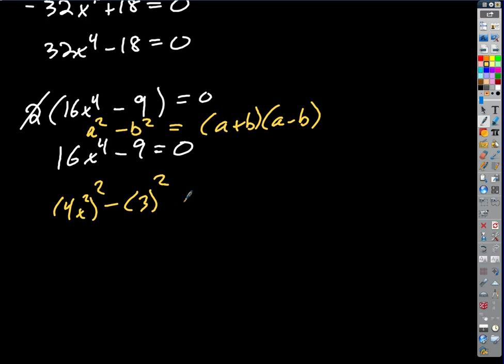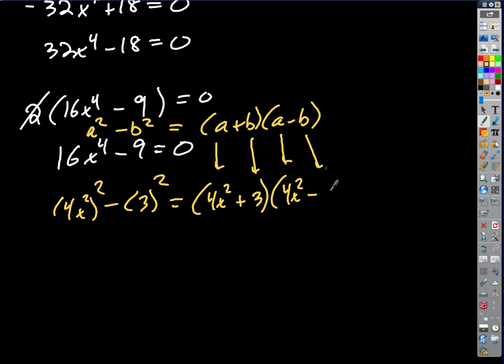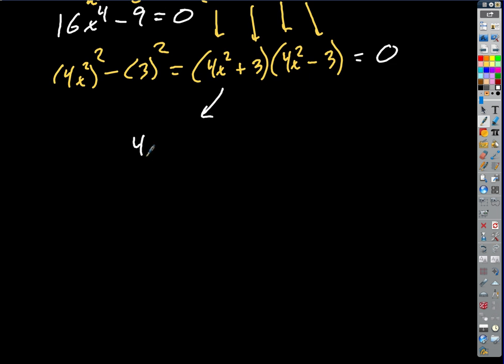Okay, so then we know what this factoring pattern is. We're just going to get a, which is 4x squared, plus b, which is 3, times a, which is 4x squared, minus b, which is 3. And the whole thing is equal to 0, right? That's as far as I have to go, though, because now these are both factors that are squared. So if I set them equal to 0, I'm getting quadratic equations. They're easy ones to deal with, right? So we could just set 4x squared plus 3 equal to 0, or 4x squared minus 3 equals 0.